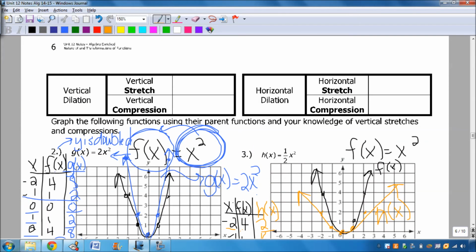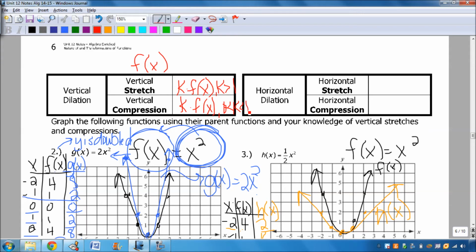Okay, so let's go ahead and fill in this information right here. If you have a vertical stretch, it means that when you've got f of x, it's going to be multiplied by a certain k value, but that k value has to be bigger than 1 in order for it to stretch out, to get longer, to get bigger.